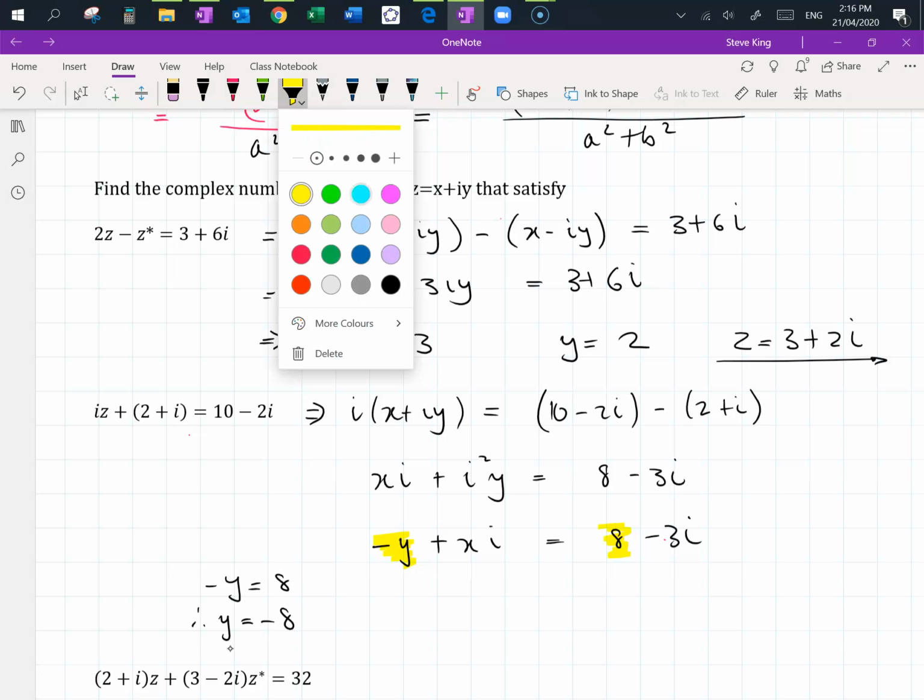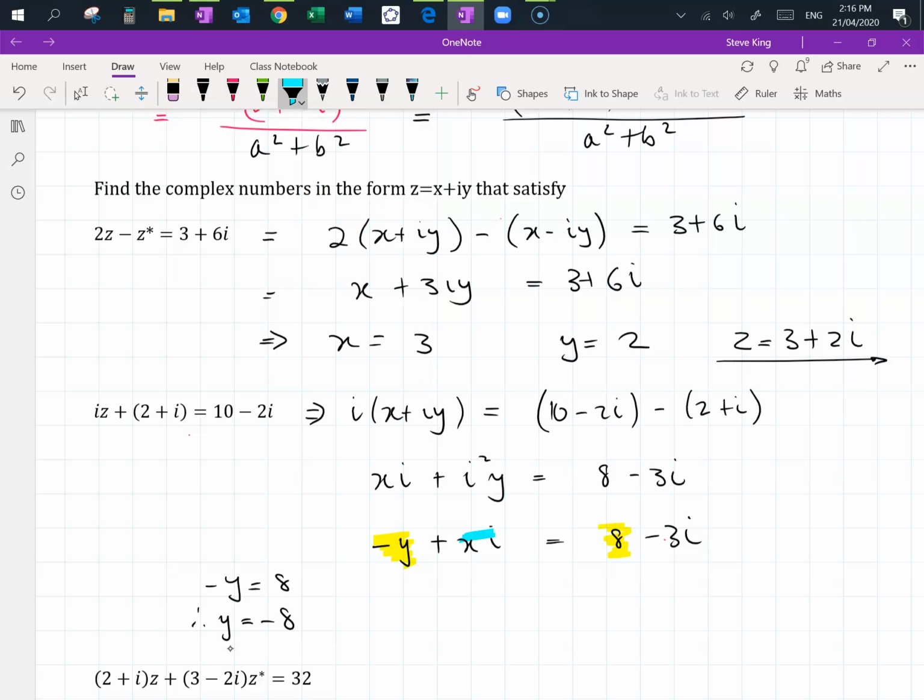We can look at the imaginary part. The imaginary part is going to be over here. Those two must match up. So in other words, that tells me that x must equal minus 3. And so therefore the complex number that I'm looking for is going to be minus 3 minus 8i.